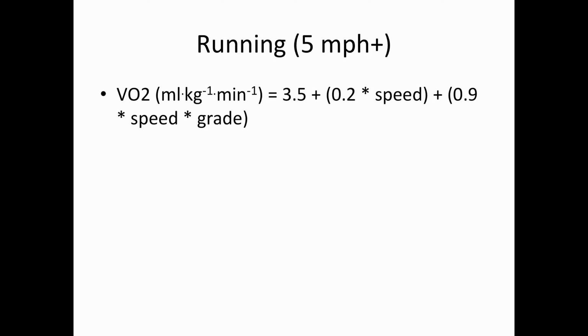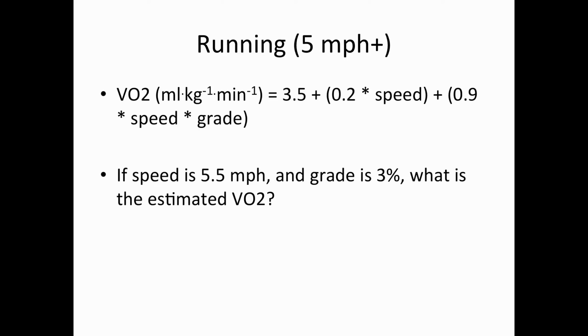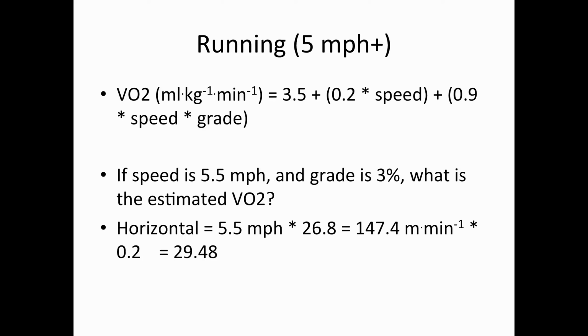And the running equation is very similar to the walking equation. The only difference is that the constants that are in the vertical and the horizontal component are a little different. So it's 0.2 times speed, and the other difference is the 0.9 times speed times grade. So let's go ahead and do an example. Say that somebody runs at 5.5 miles an hour and the grade is 3%. Let's go ahead and estimate VO2 in this case.